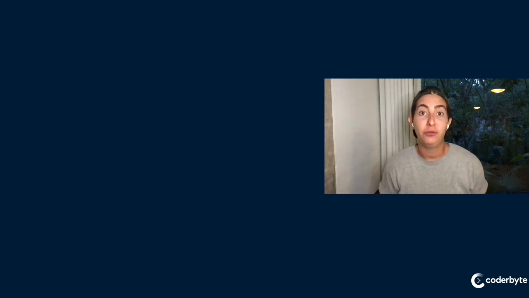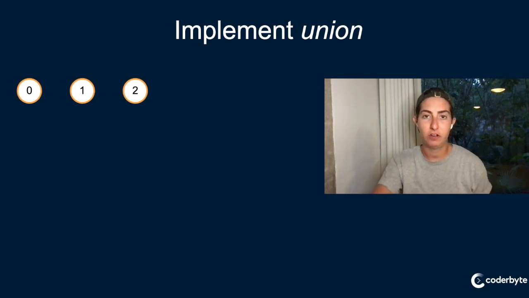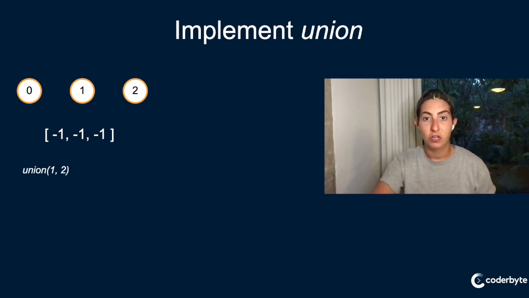We want to see union in action, right? That's going to be how we start to form our components in our graph. So let's implement union. We have our graph like we had earlier, and we have our array. This is our disjoint set, this is the representation. You'll remember that -1 denotes that each of these nodes is its own parent. So how do we do a union? Let's do a union between node 1 and node 2.